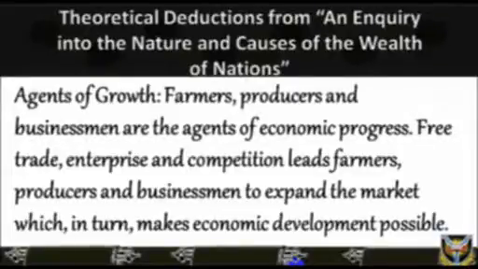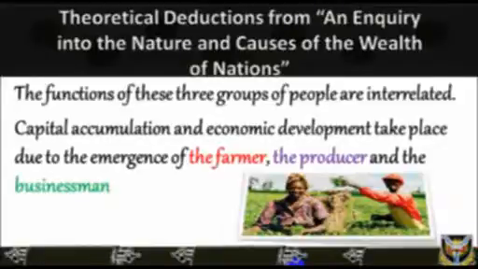The functions of these three groups of people are interrelated. To Smith, development of agriculture leads to increase in construction works and commerce. When agricultural surplus arises as a result of economic development, the demand for commercial services and manufactured articles increases. This leads to commercial progress and the establishment of manufacturing industries.